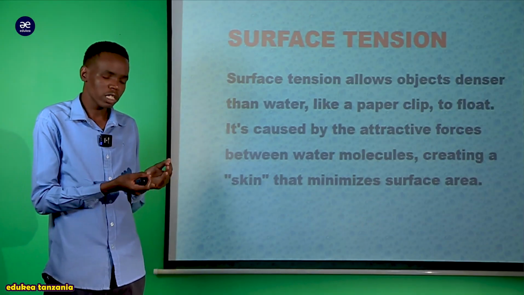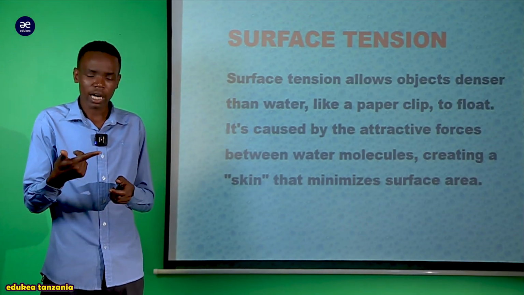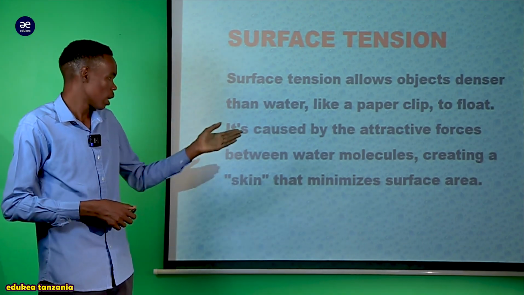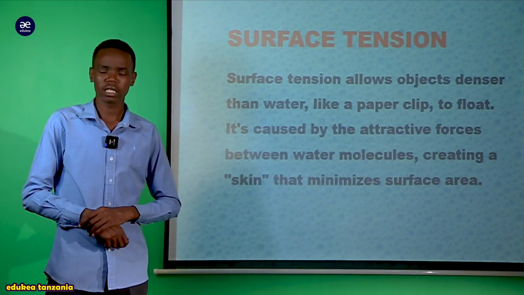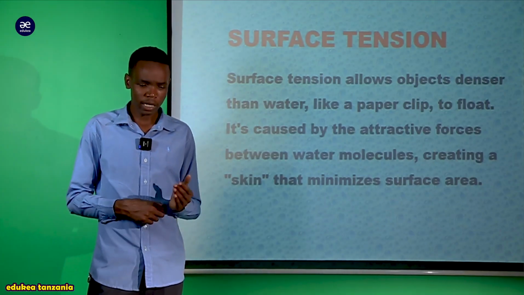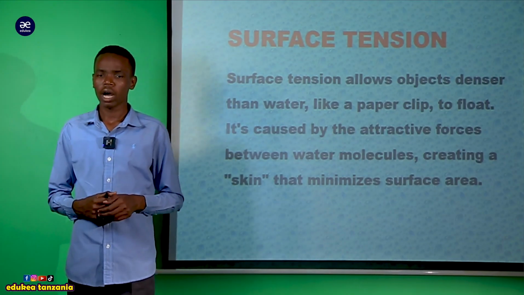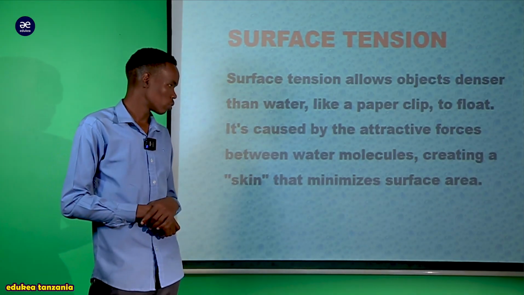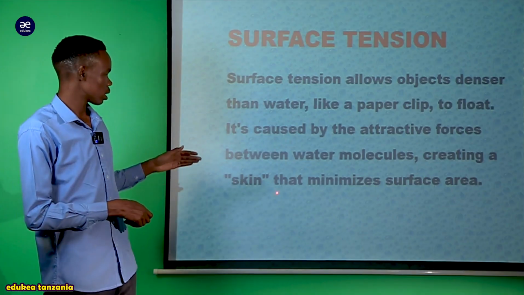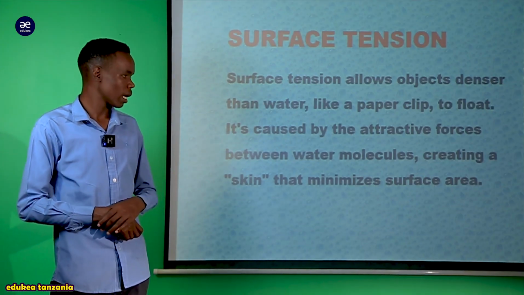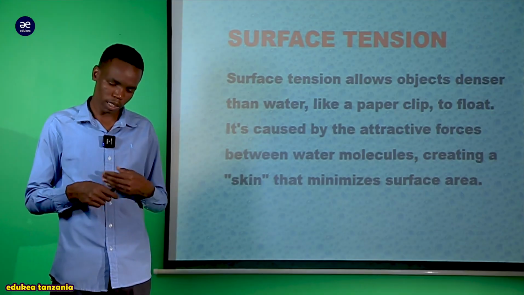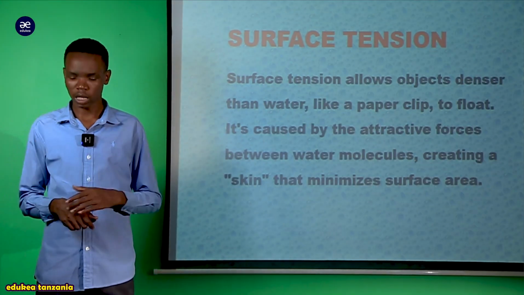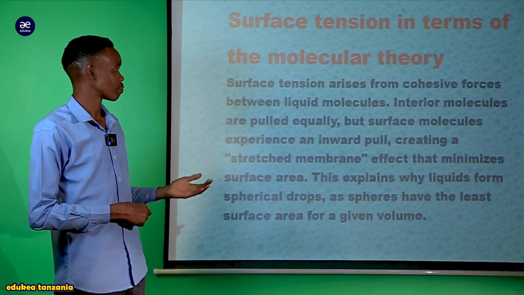Kwa ile attractive force inakuwa ina exert katika zile molecule za maji, creating a skin that minimizes the surface area. So the attractive force between the water molecules creates a skin that minimizes the surface area. Kwa hiyo inakuwa inatengeneza ngozi fulani ambayo inakuwa na tabia ya kuweza kupunguza surface area here.